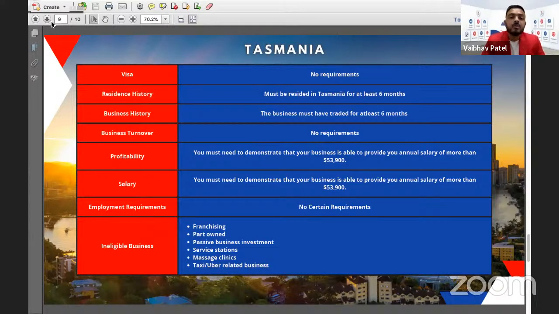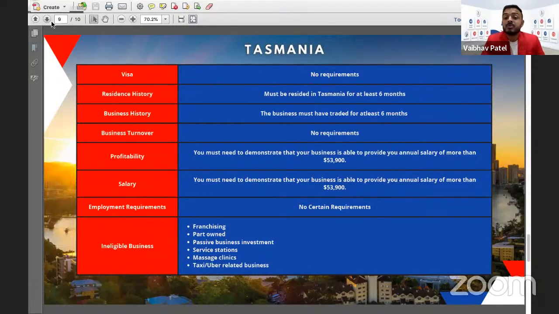For the visa requirement, you just have to meet the standard requirement for a 491 visa, which is a minimum of 65 points, a positive skills assessment in any occupation, and you have to run the business for at least 6 months and reside in Tasmania for 6 months as well.